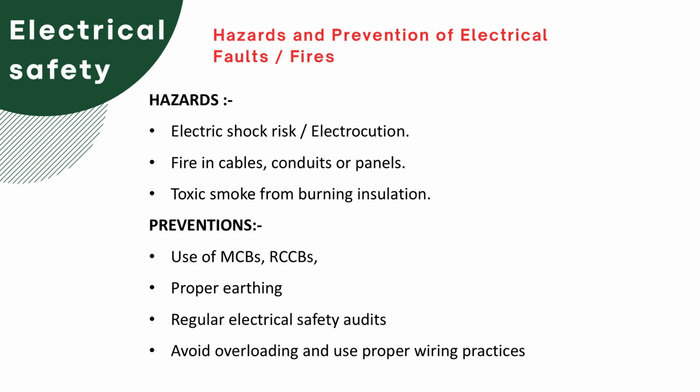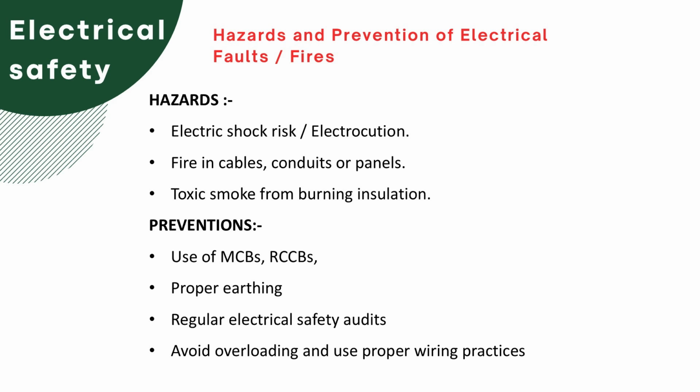Now, coming to the hazards and prevention of electrical faults and fires. So, what can be the hazards due to electrical faults? First one is electric shock or risk of electrocution. So, we can get electrical shock or electrocution. Second one is fire in cables, conduits, and panels. And due to the fire, smoke can spread all around and can cause death also.